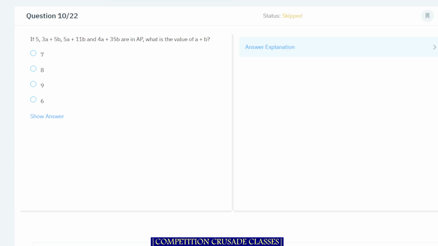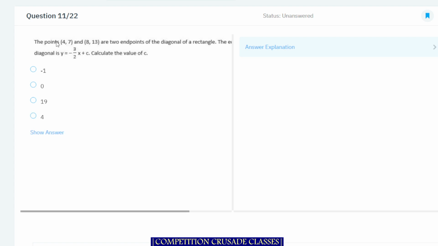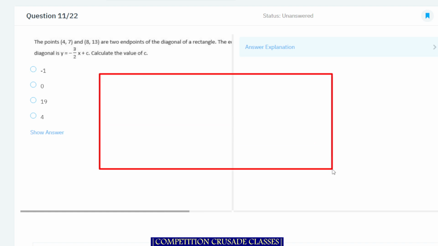Okay, easy question. I'm just solving the sitters. Now the points 4, 7 and 8, 13 are the two endpoints of a diagonal of a rectangle. The equation of the other diagonal is this. Okay, so this is again from a property of a rectangle. Please understand, I don't really think I need to draw this, but just for the sake of clarity, I'm drawing it.